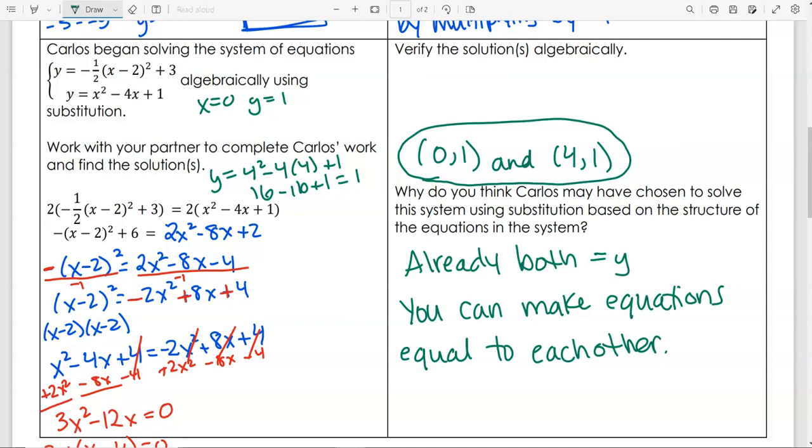So the other one before, it was nicely stacked. We were good to go. We could easily manipulate to cancel out two of our terms. Our second one, stacking was not really an option, but they're both equal to y, so I can make them equal to each other.